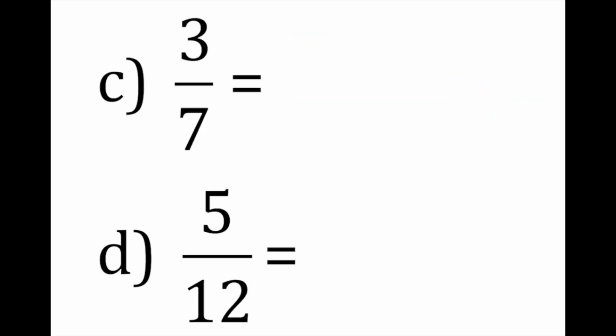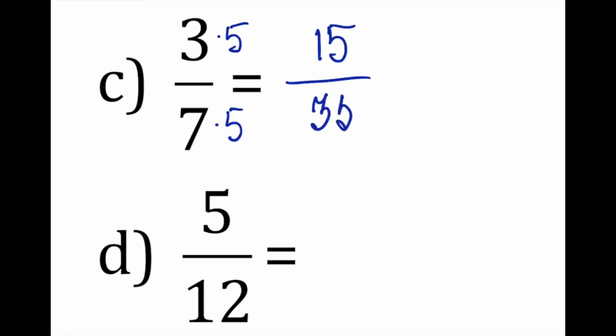Now 3 over 7, I can multiply this by, let's say, 5, which will give me 15 over 35. Or multiplied by 4, 12 over 28, and so on and so forth. So that's how you give equivalent fractions.